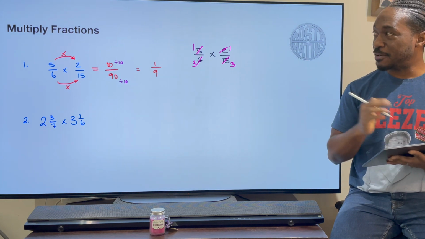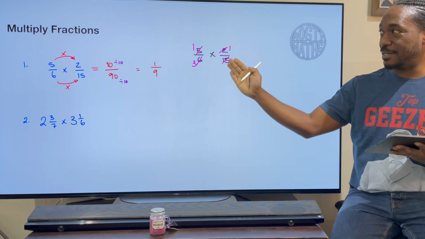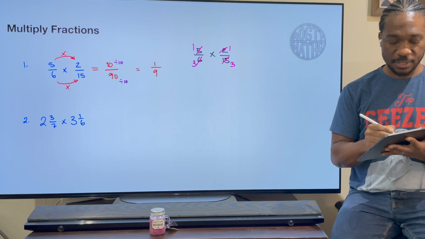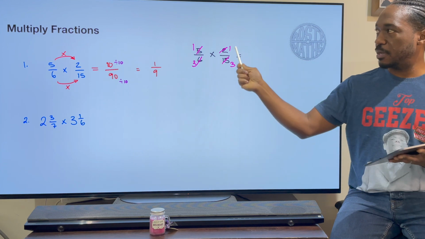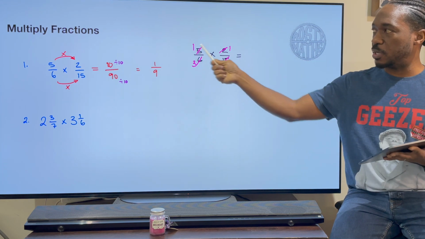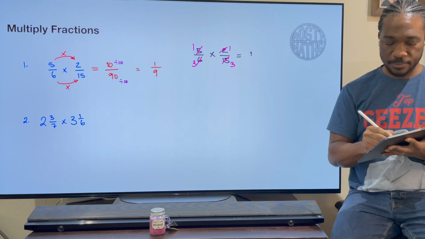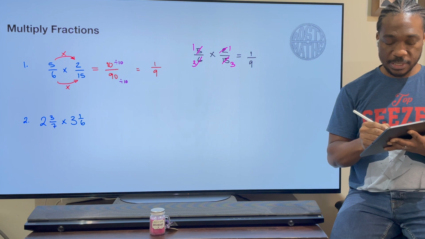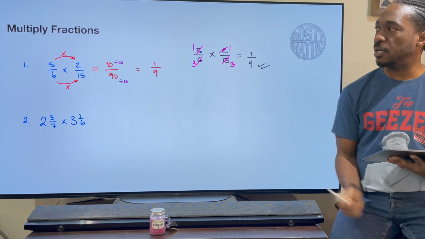So now that I've simplified it here, when I go to get my answer, it'll be the simplest answer. Do the same thing that we did before. Multiply the numerators. 1 times 1, that's 1. And 3 times 3, that's 9. So we got the same answer as we did over there.